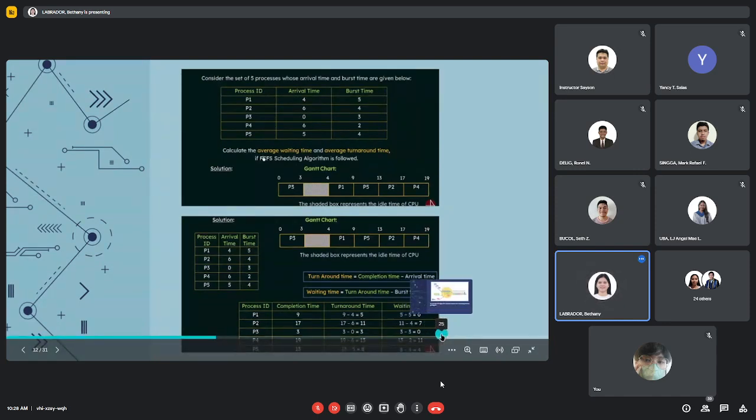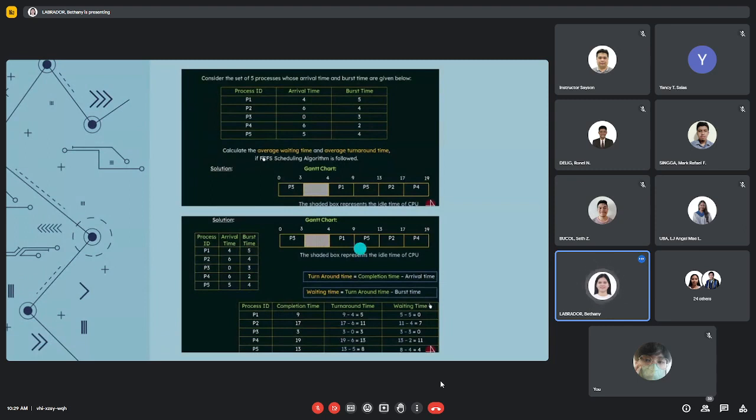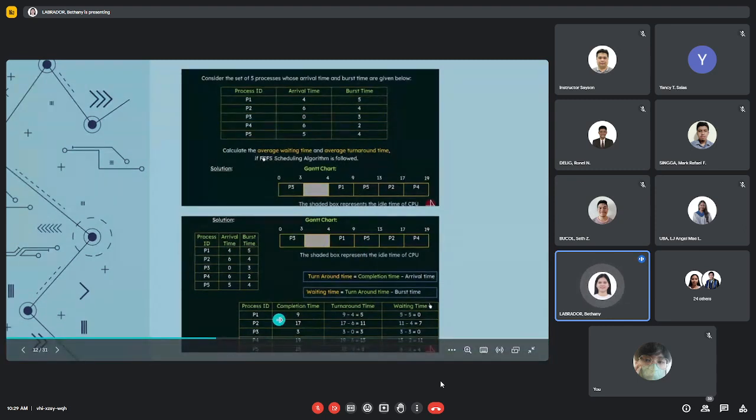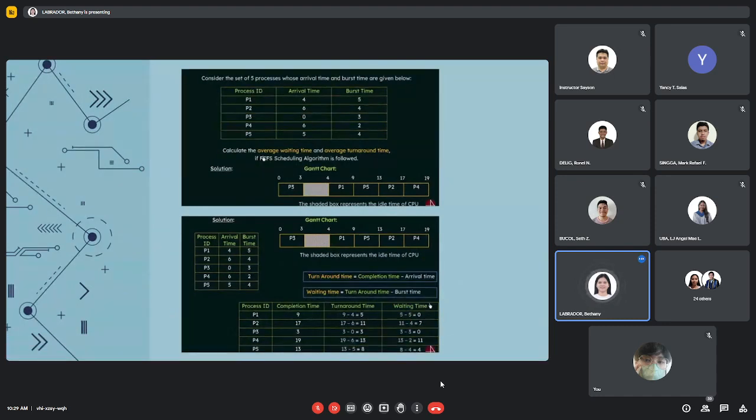Then P3: the turnaround time is 3 minus the burst time of 3, so equals 0. Then P4: the turnaround time is 13 minus the burst time of 2, so equals 11. And then P5: the turnaround time is 8 minus the burst time of 4, so equals 4. So we have calculated the turnaround times and the waiting times. It's just a subtraction.